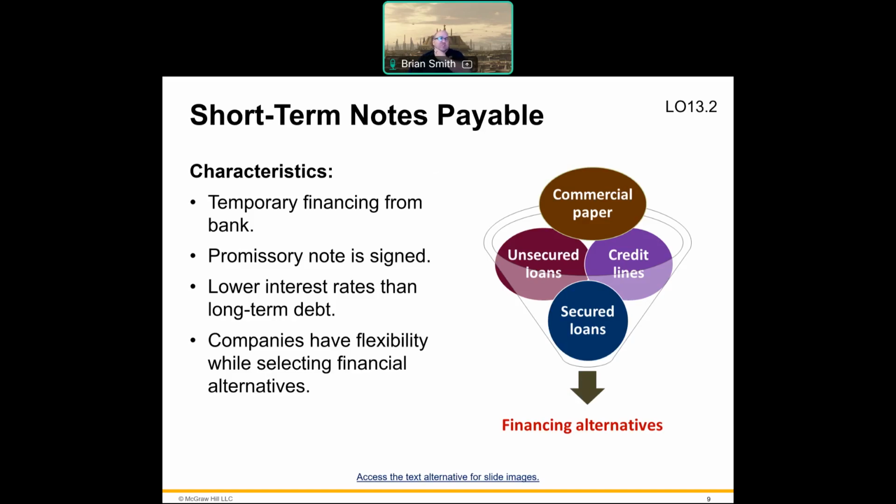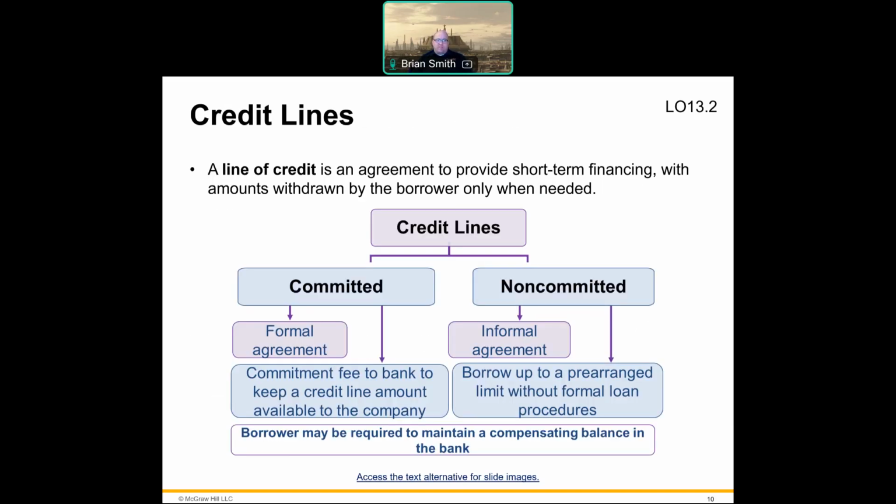Here are the characteristics of your notes payable for short term. You can read that there. The bottom line is they're things we use to get us through the short term if we need to. Credit lines, here's your committed and non-committed. It's the difference between a formal agreement and an informal agreement. Anyway.